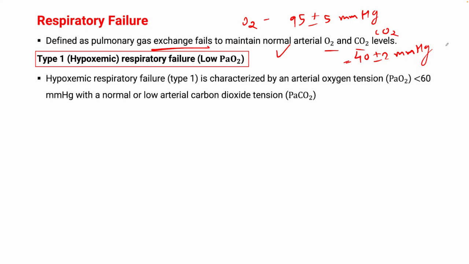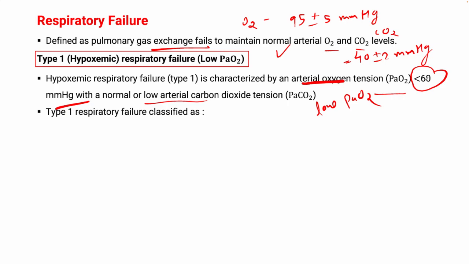Hypoxemic respiratory failure, known as type 1 respiratory failure, is characterized by an arterial oxygen tension, that is PaO2, of less than 60 mm of Hg, where the normal is 95, or a low arterial carbon dioxide tension. That is the definition of type 1, that is low PaO2. If it is less than 60, it means it is in the state of type 1. Now how is type 1 further classified?